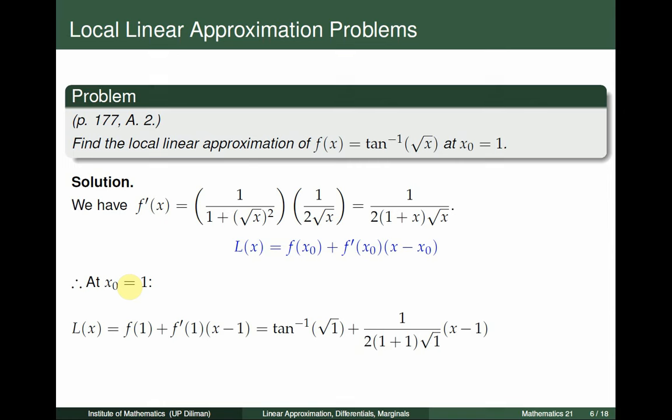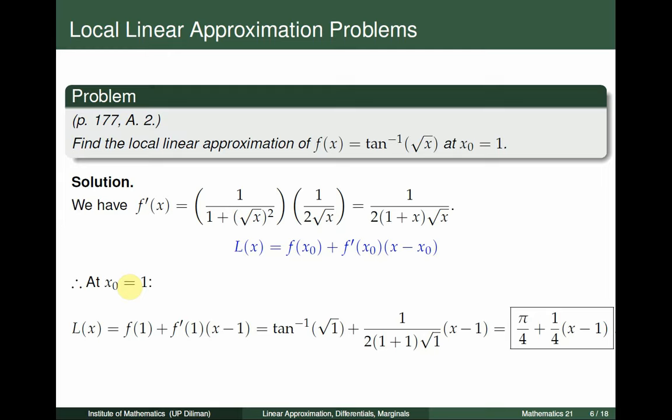So we have tan inverse of square root of 1, which is tan inverse of 1, or pi over 4, and 1 over 2 times 1 plus 1 times square root of 1 is 1/4. So with that said, the local linear approximation is pi over 4 plus 1/4 times the quantity x minus 1.